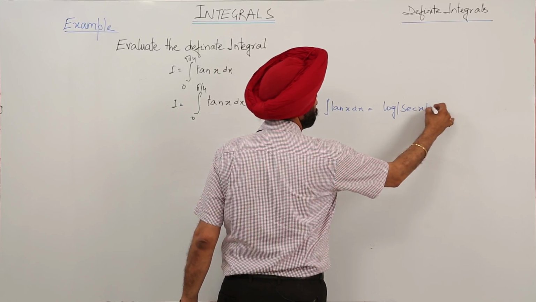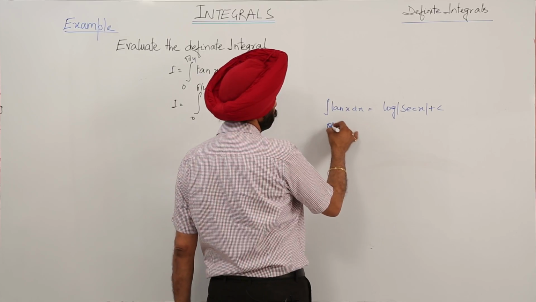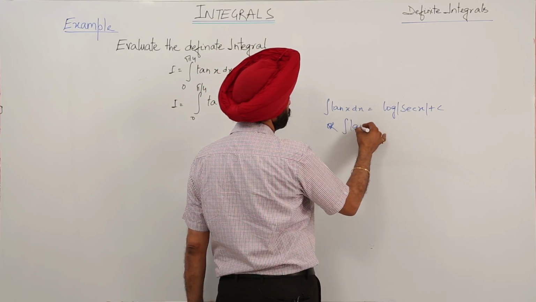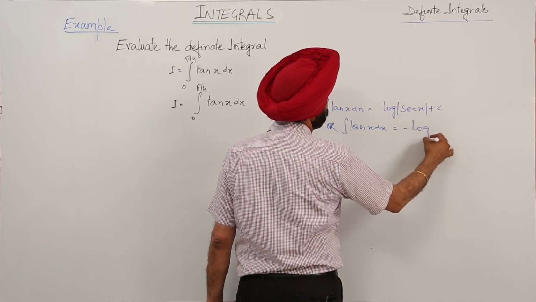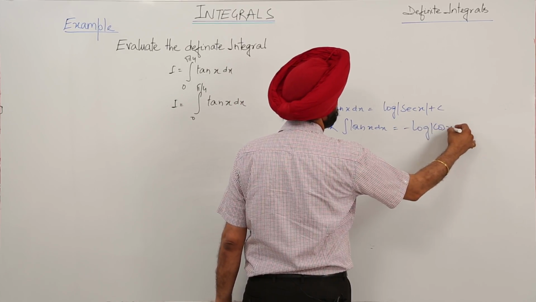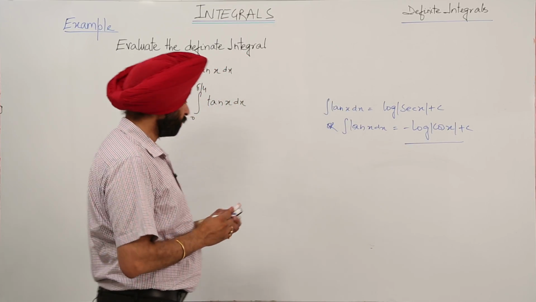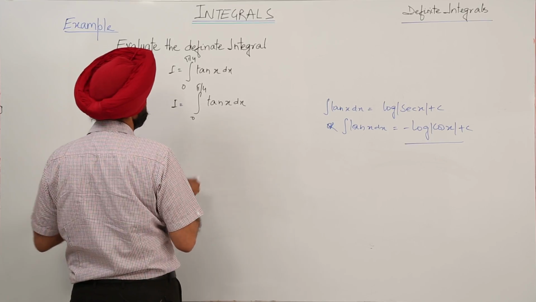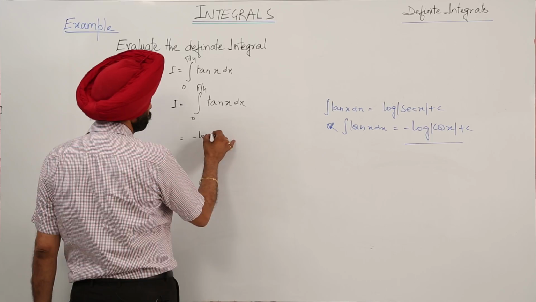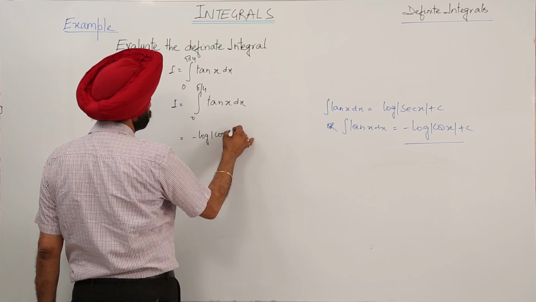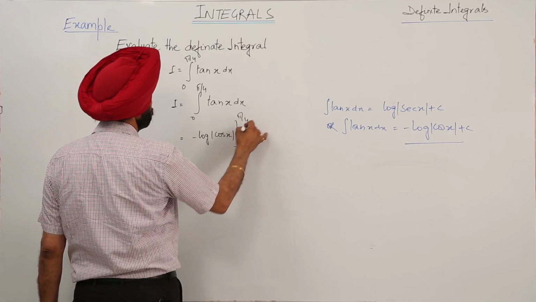secant x plus c, or we can write it as integration of tan x dx is equal to minus log cos x. So we will be going with this formula. Okay. Now this becomes minus log mod of cos x from 0 to pi by 4.